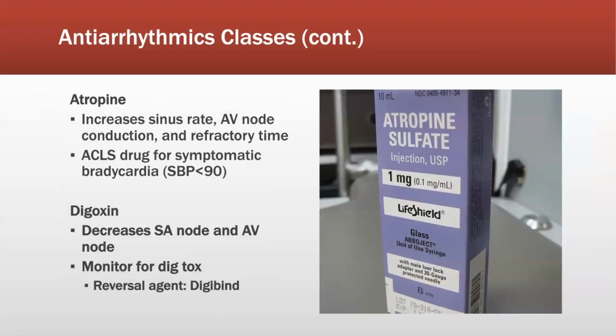All right, moving on to atropine. So this works to increase the sinus rate, AV node conduction, and refractory time. This is an ACLS drug for symptomatic bradycardia, which is systolic blood pressures less than 90.